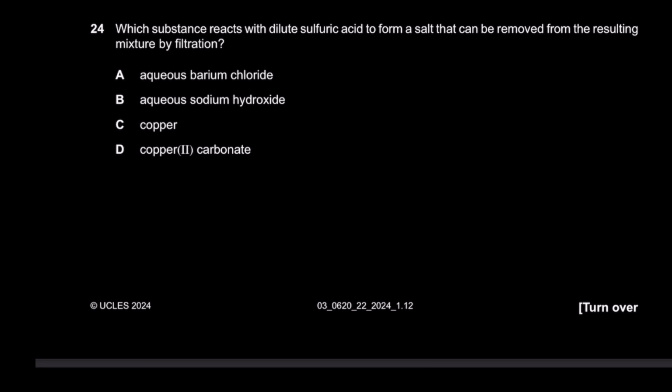The MCQ paper, right? Which substance reacts with dilute sulfuric acid to form a salt that can be removed from the resulting mixture by filtration? So if you want to remove a salt by filtration, obviously the salt must be trapped in the filter paper, and for it to be trapped in the filter paper, it should be insoluble. So essentially it's saying which substance, when it reacts with sulfuric acid, would give you an insoluble sulfate.